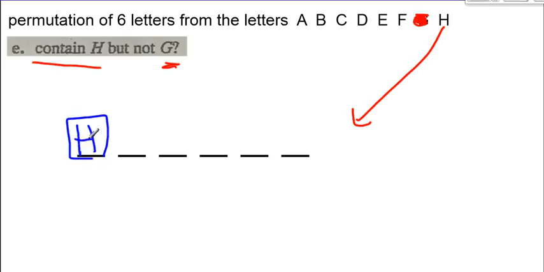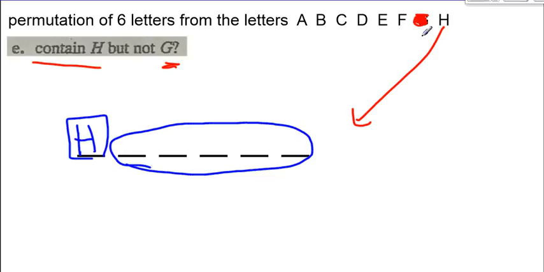So now I need to create a permutation of 6 letters that contains an H, but not a G. So I must have an H, and I'm not allowed the G. So first I'm just going to cross out the G. I know I'm not allowed it. Now I must have the H. So I'm going to sort of demonstrate 2 different ways you could approach this. First of all, the way that involves permutations only, which is I'm going to force the H to be right here. Now, keep in mind, there's no reason why the H has to be at the beginning, so I'm going to adjust for that later, but I'm going to force the H to be here and only worry about what these 5 positions might be.